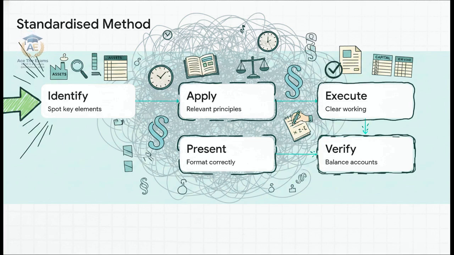Step 1, identify key elements. Scan the prompt and spot the specific assets being revalued. Step 2, apply relevant principles. Mentally retrieve the rules of, say, goodwill adjustment without maintaining a goodwill account. Step 3, execute your analysis with crystal clear working. Step 4, verify your results. Take a breath and ask, do the capital accounts actually balance? And Step 5, present it all in the appropriate standardized format. By rigidly sticking to this framework, you completely eliminate the panic and create a totally streamlined thought process.